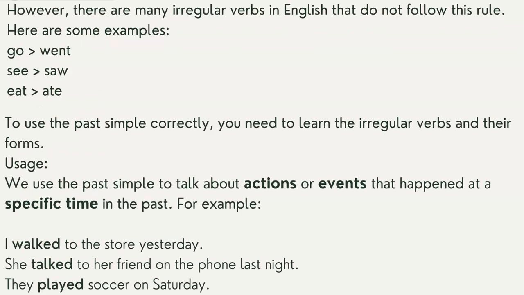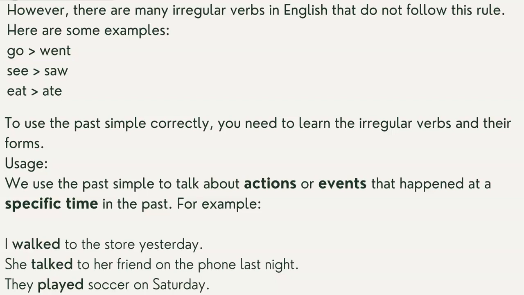However, there are many irregular verbs in English that do not follow this rule. Here are some examples: go, went, see, saw, eat, ate. To use the past simple correctly, you need to learn the irregular verbs and their forms.